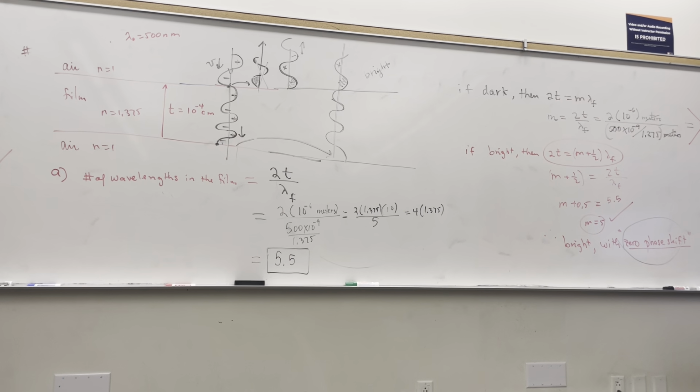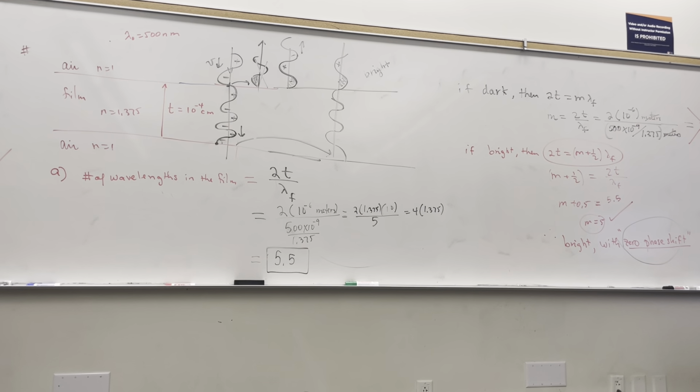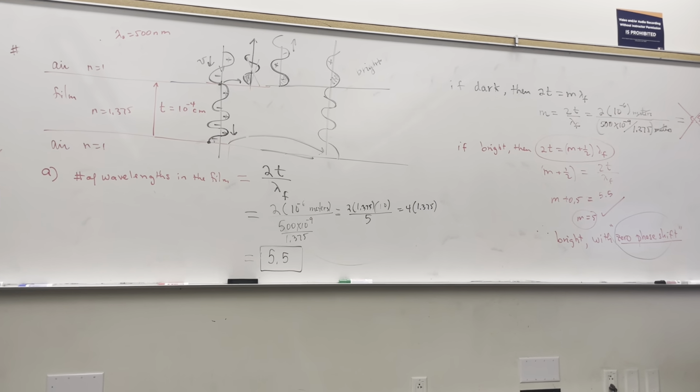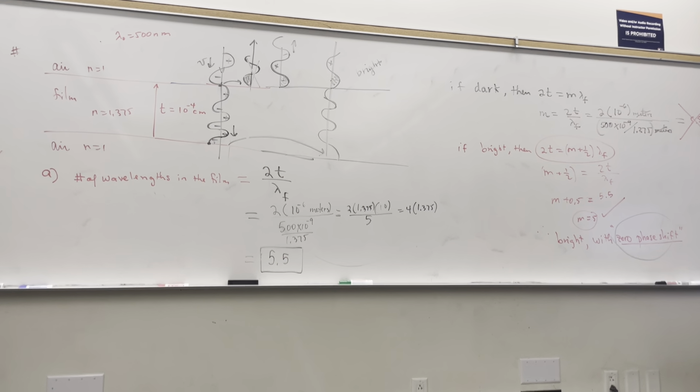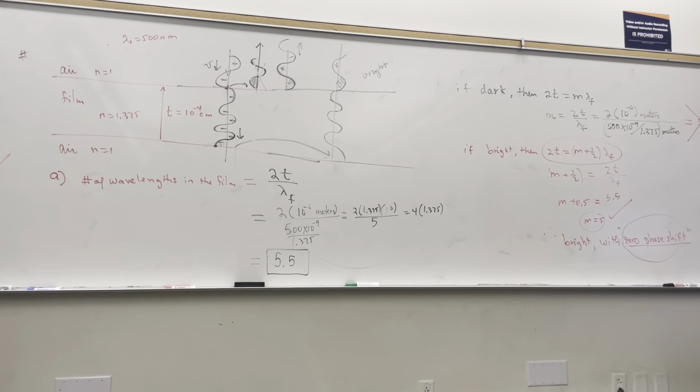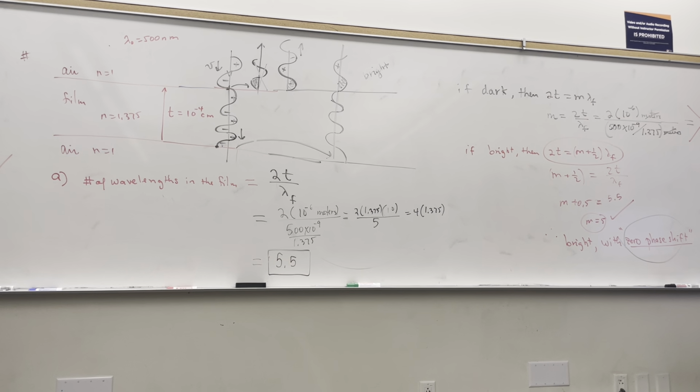So if you have a film like this, that's a film. Let's say that's the front surface, and this is the back surface. And let's say that corresponds to that thickness is bright. I go down, and then it'll be dark. Keep going down, bright. Keep going down, dark, bright, dark, bright, dark. So there will be many thicknesses that will give you a bright spot, and there will be many thicknesses that will give you dark spots.